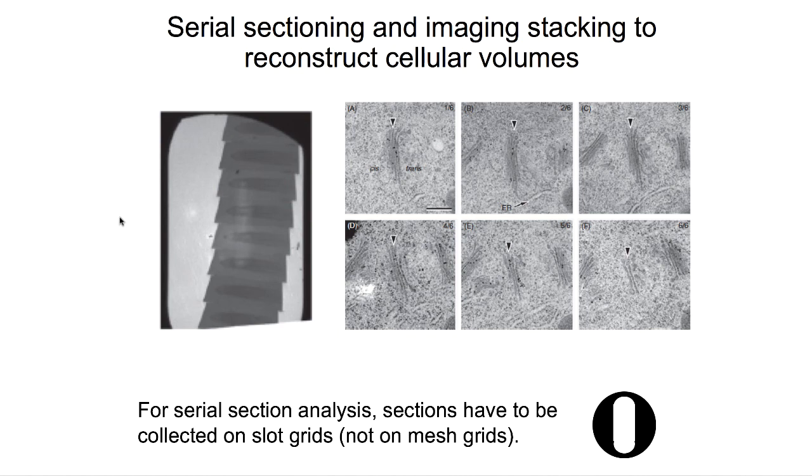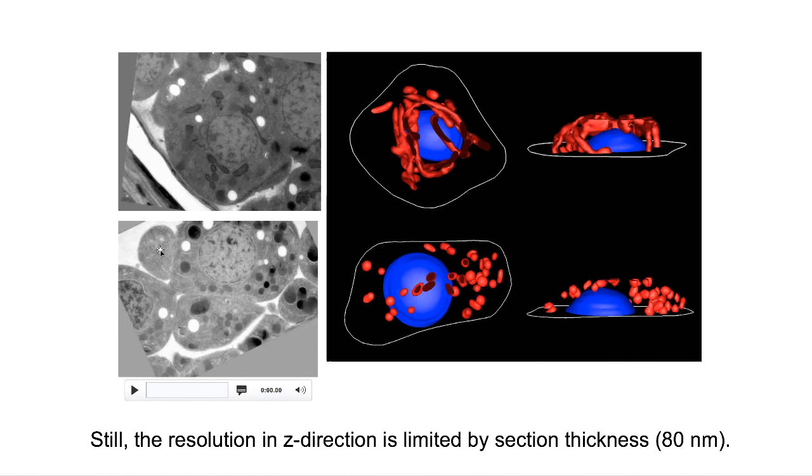To do that, you have to do serial sectioning, as I explained in the previous video, where you get a ribbon of sections and then examine the same cell or the same organelle in the consecutive sections in the ribbon, and you assemble this type of image to get structural information in 3D. And this is an example of such analysis.